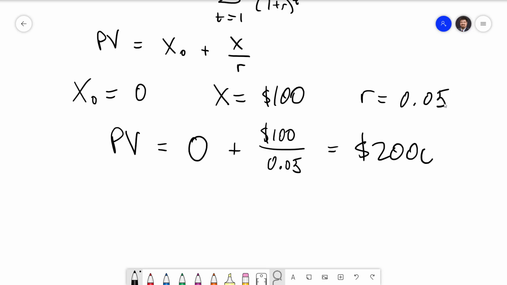Note that this is an infinite income stream, but the present value is not infinite. It's $2,000. Even though we will never stop receiving money, from the perspective of right now, money received 100 years from now is not very worth very much. And so we end up with a finite present value.